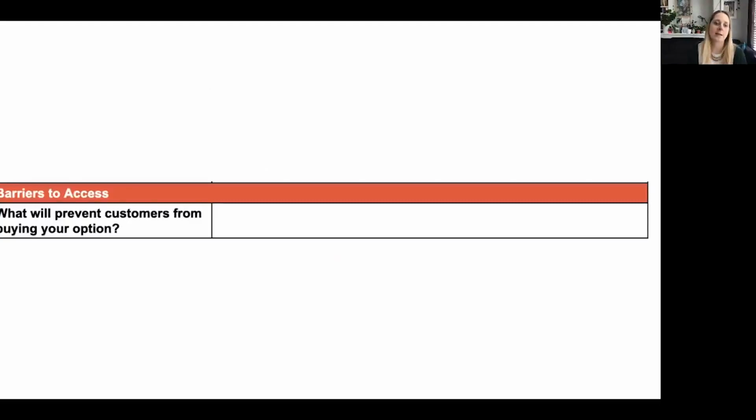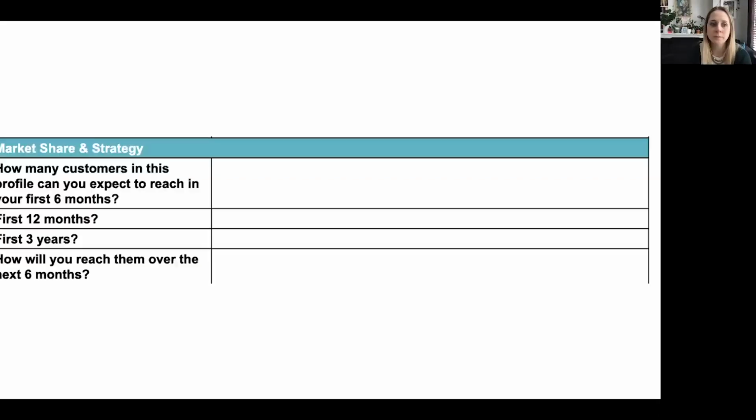So the barriers to access. What will prevent customers from buying your option? This is another component on the customer segment worksheet. So be honest with ourselves. These come from our weaknesses and our threats from our SWOT analysis. What will prevent customers from buying our option?